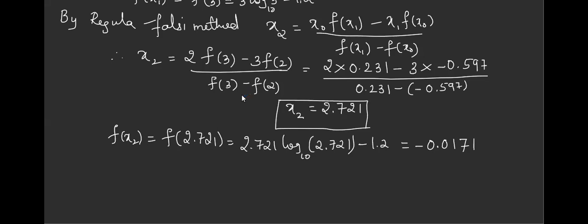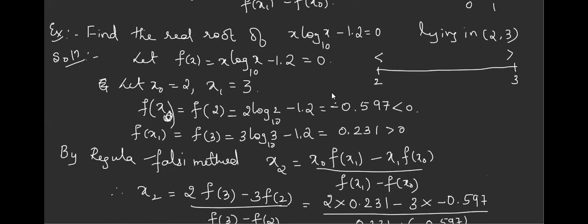Now tell me, is it positive or negative? Don't compare this value as positive or negative; f of that value should be written positive or negative. Remember this point. Students make mistakes there. Is it positive or negative? It is minus, negative. See this, it is less than 0. So now you go back to your line. So 2.71 means somewhere here. Agree? 2.71.